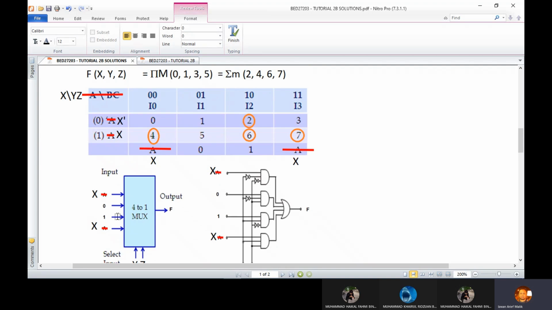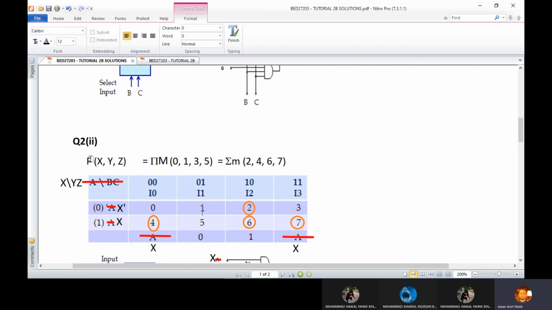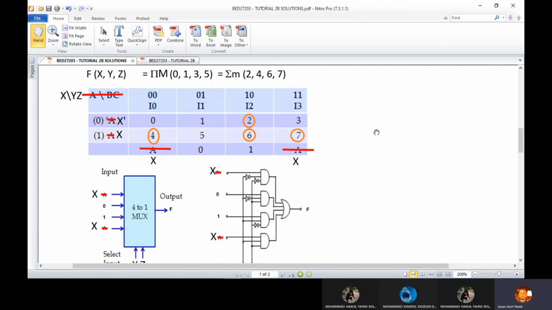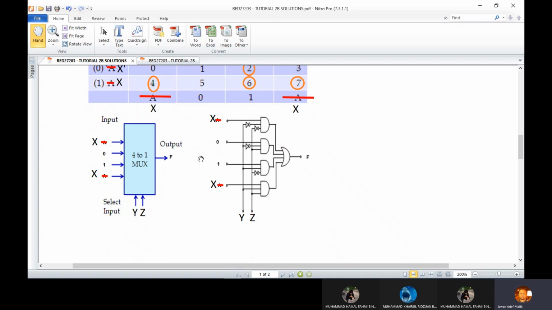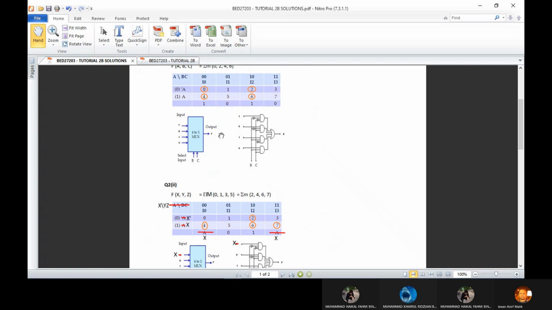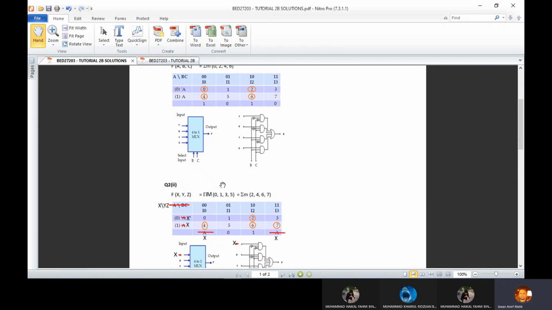And then select input is y and z, so put y and z there. Same goes to the circuit diagram. x, 0, 1, x and then y and z. Output is f ke? After output is still f, so okay, betul lah tu. Okay, so nanti saya share solution ni dengan you all. Alright, so this is the 2 steps on how to implement Boolean expression using 4 to 1 mux.